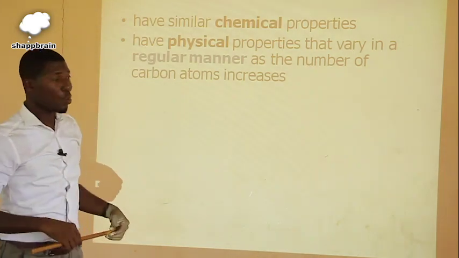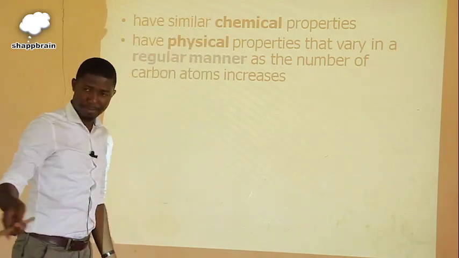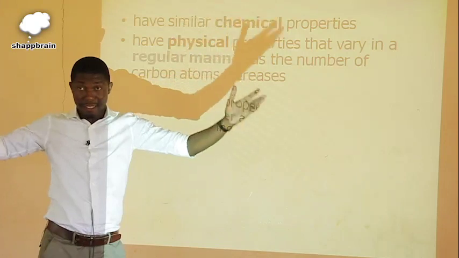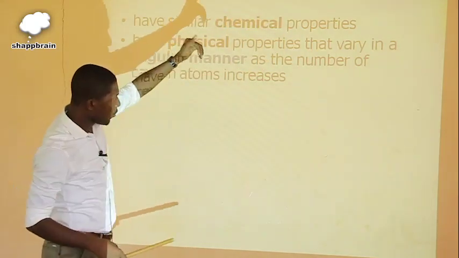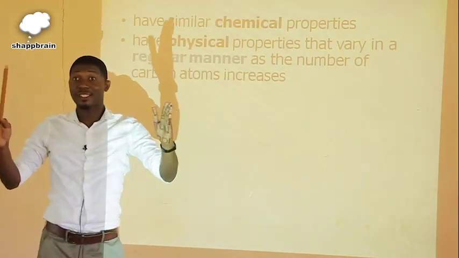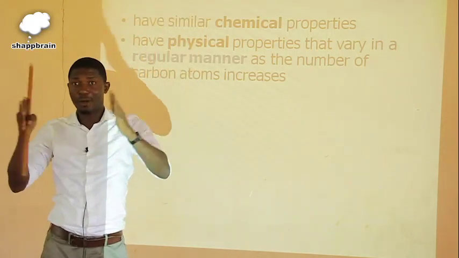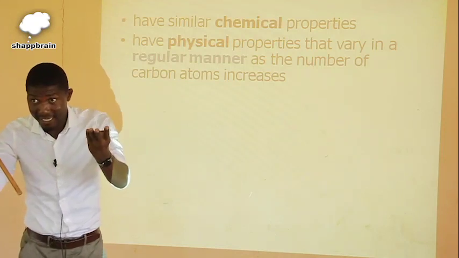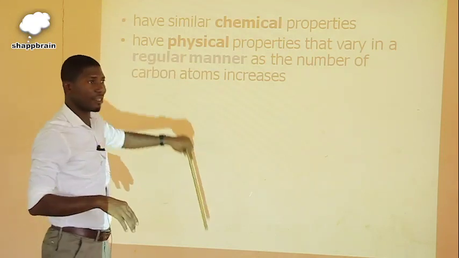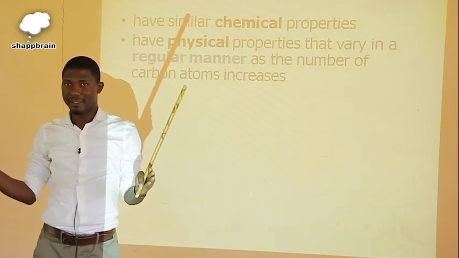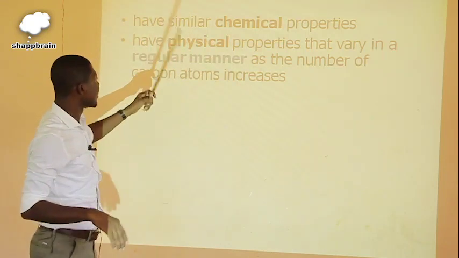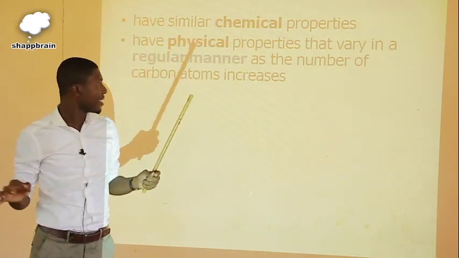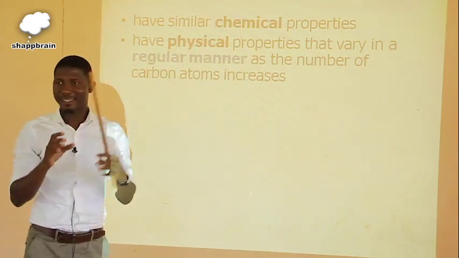You would observe that when we indicated the table involving the expanded structures, we indicated that as you move down the series, the size increases. Size of the compound increases. And so that's a physical property. It's a property we can see physically. So you observe that as you move down the series, the size increases. And that conforms with this point that they have physical properties that vary in a regular manner as the number of carbon atoms increases.